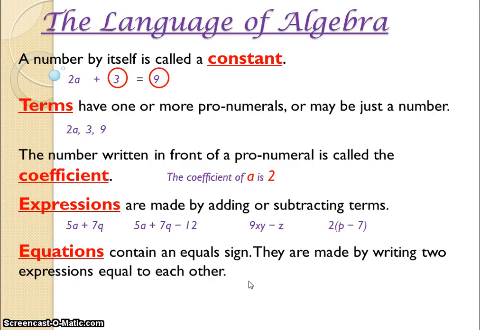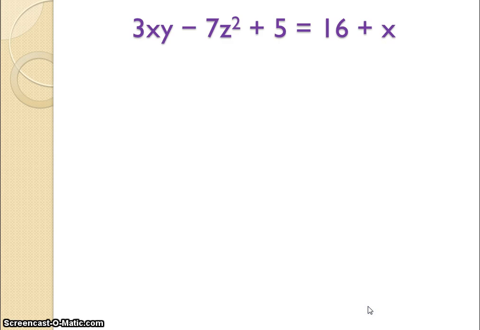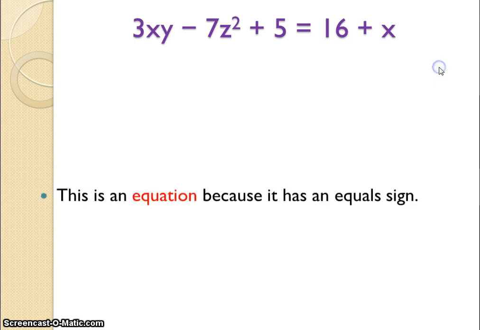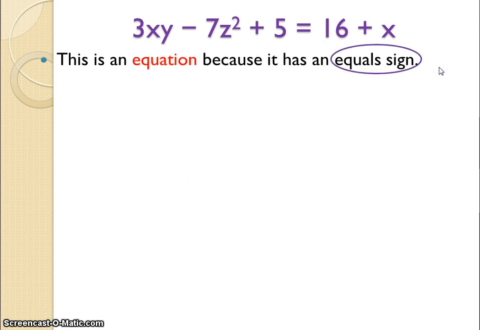An equation contains an equal sign, so it's made up of two expressions equal to each other. Again, you can see some examples of equations. Each one has an equal sign. So let's have a look at an example. Here we have 3xy minus 7z squared plus 5, and that equals 16 plus x. So this is an equation because it has an equal sign.